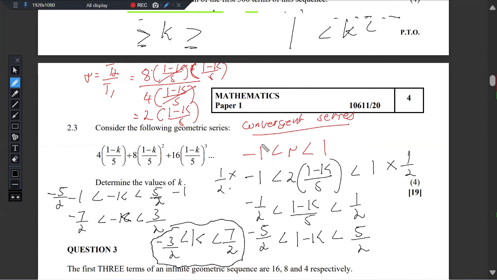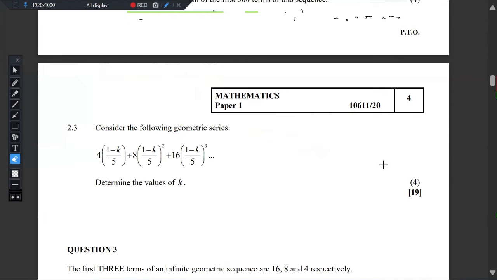Okay, so that would give you a solid 4 marks. They said it's a mark for finding the value of R in terms of K, and then it's a mark for having to discover that you need to use this convergence series. And then it's a mark for the correct critical values, so somewhere here, and then it's a mark for writing the correct answer. So 4 marks. Okay, guys, let's proceed.